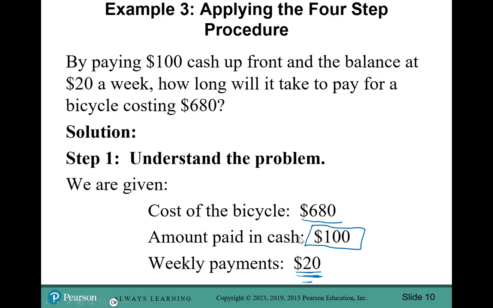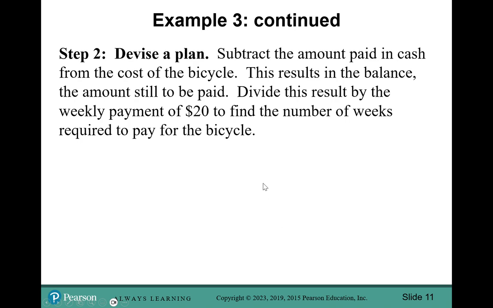So this is the basis of the information we need from this word problem in order to solve it. We're going to devise a plan to solve this problem. We're going to subtract the amount paid in cash from the cost of the bicycle. This will result in the balance that still needs to be paid for this bicycle. We will divide this result by the weekly payment of $20 to find the number of weeks required to pay for said bicycle.